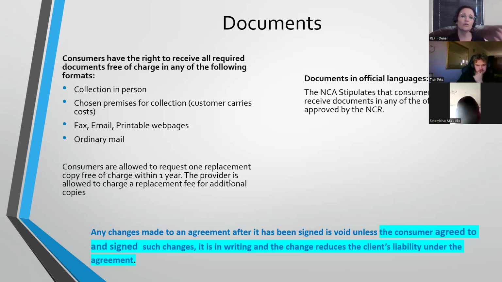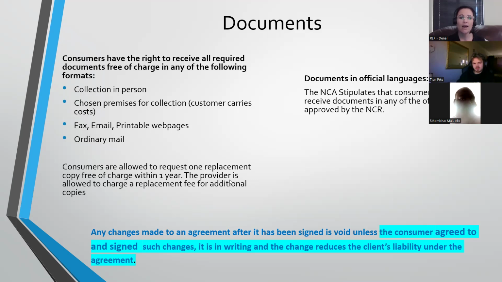It's easier and you can always go back on your emails to find your documents, printable web pages, and then also the ordinary mail. Once again, I don't know if I'll trust the South African Post Office. It might get lost along the way, okay? But whatever works for you, that's your prerogative. So consumers are then allowed to request one replacement copy free of charge within 1 year.